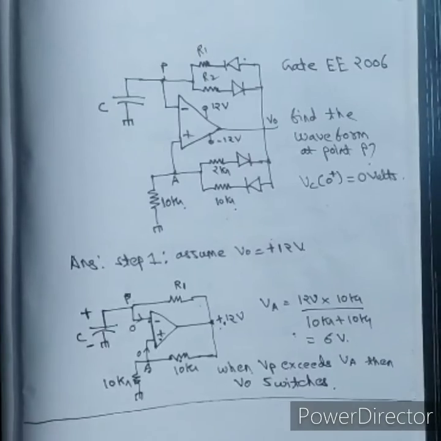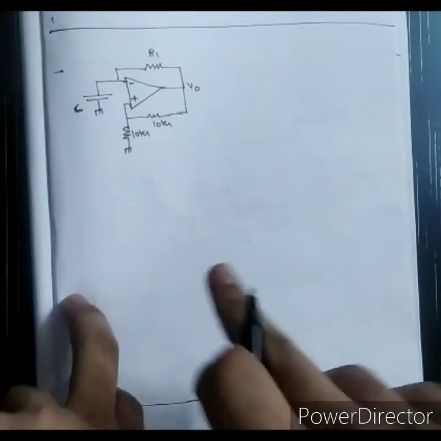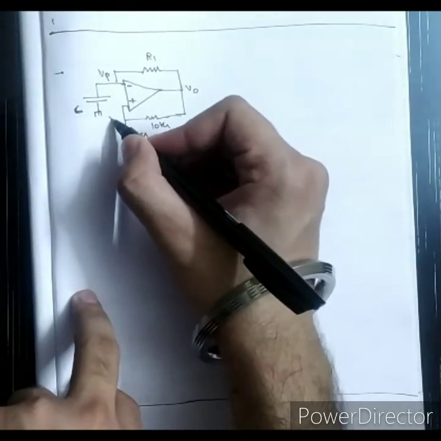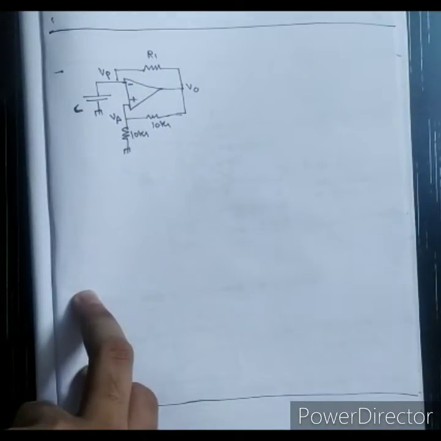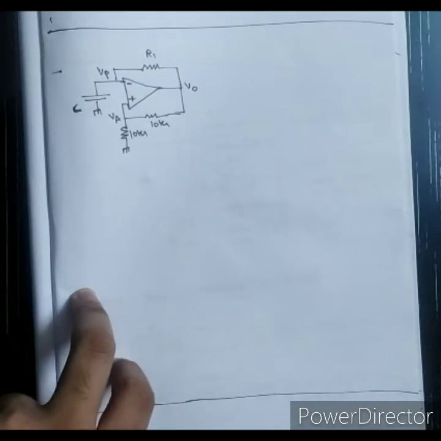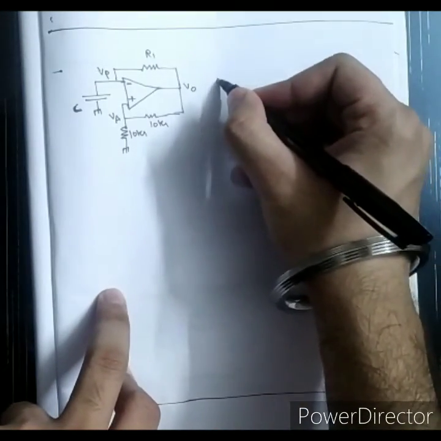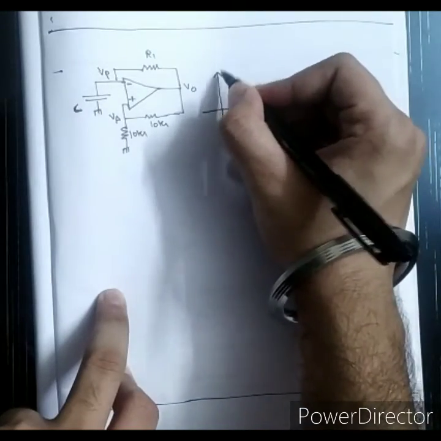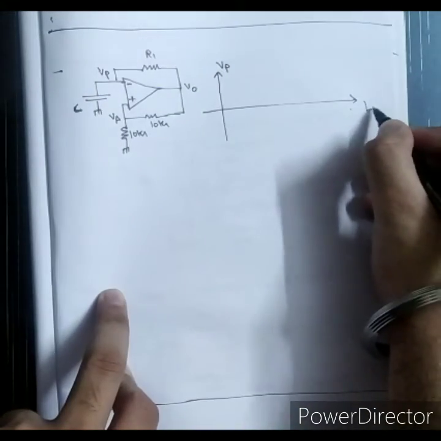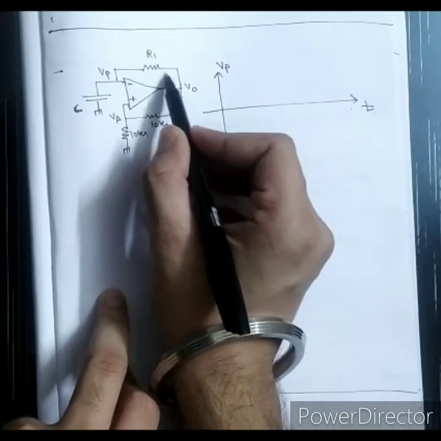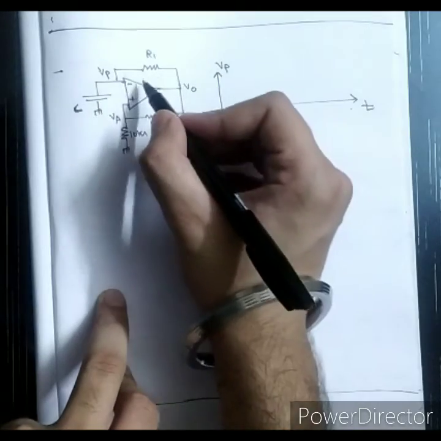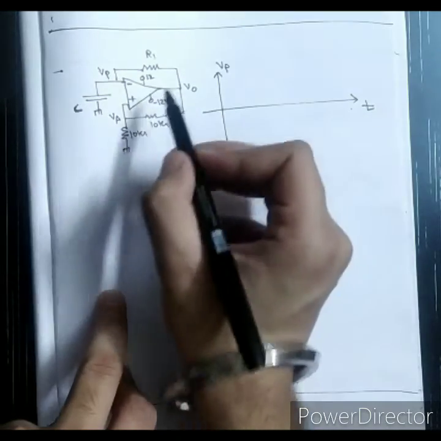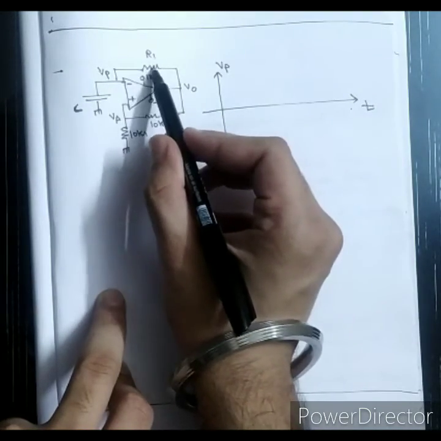So this was the diagram, right? So if VP exceeds VA, the output switches. So let's start drawing VP first. See, this is VP and this is time. Now see, the current is flowing like this. This is plus 12, minus 12. Now the current is flowing through R and C.